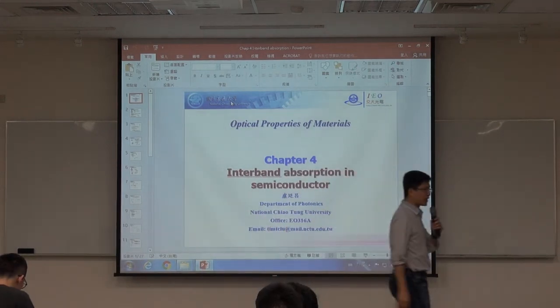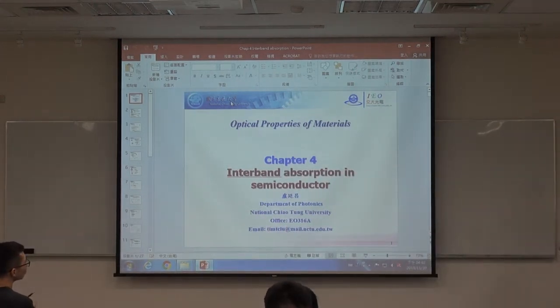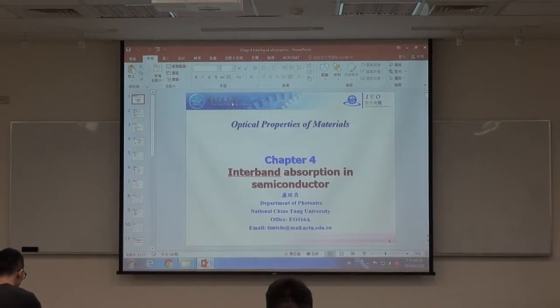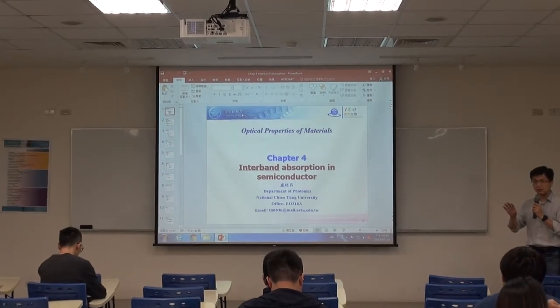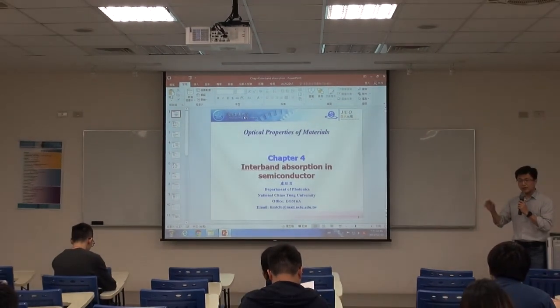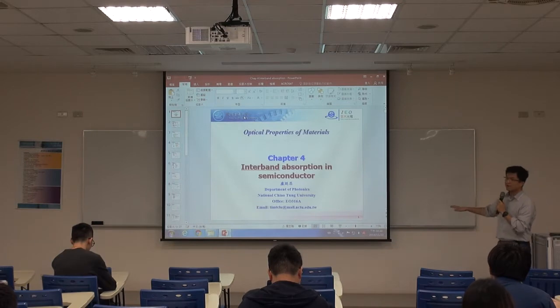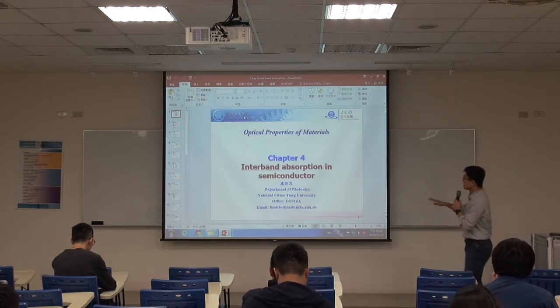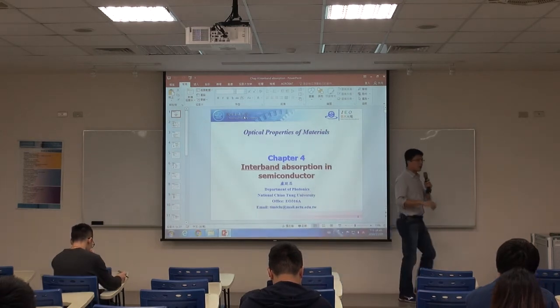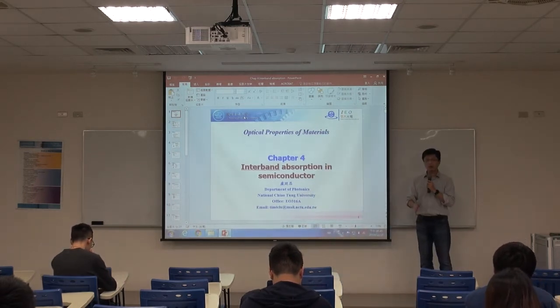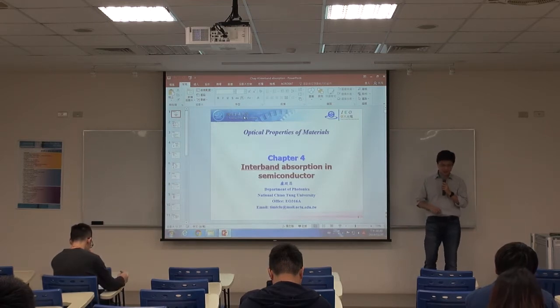Previous experiments, we actually demonstrate two things. One is absorption, right? The sample needs to absorb the laser light. And then is the emission. We call it the luminescence. So in the following chapter 4, we are going to talk about the interband absorption in the semiconductor. And in the following chapter, we are going to talk about the luminescence. Okay, so these two parts I will show you in the experiments.